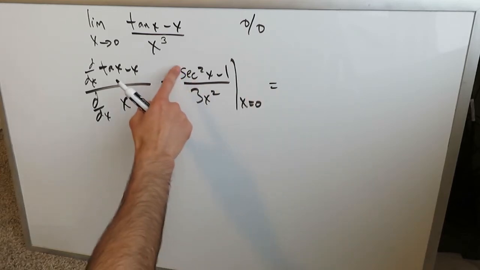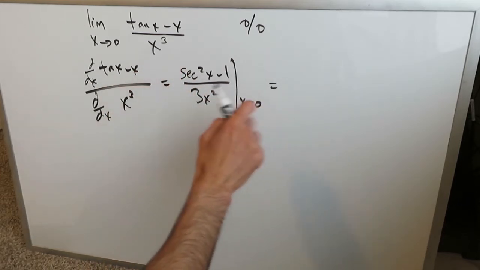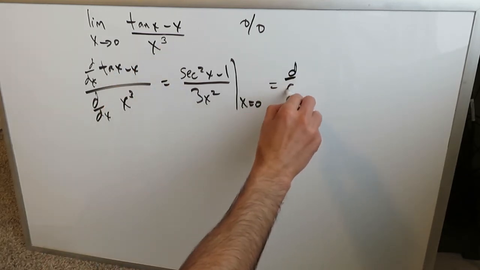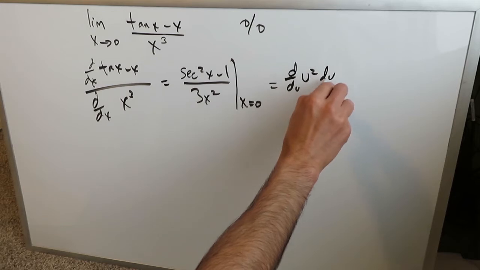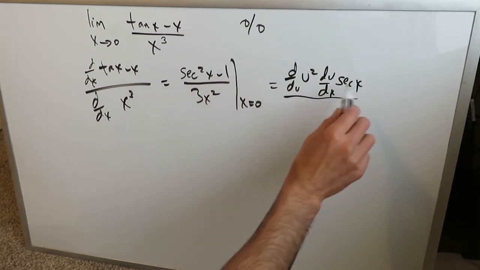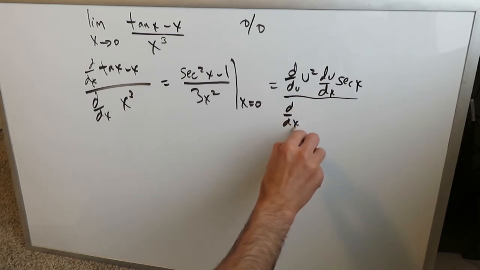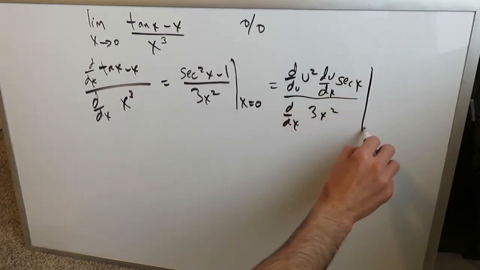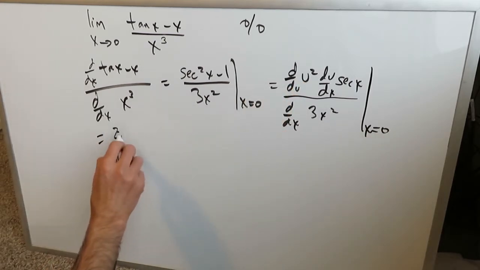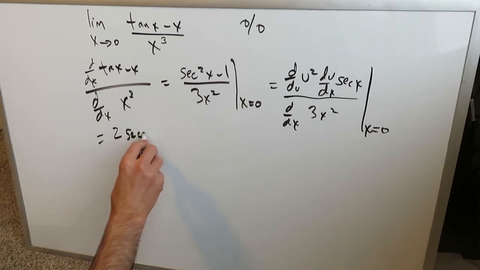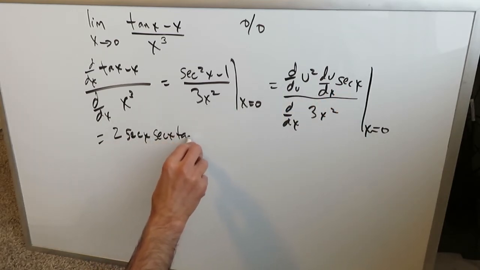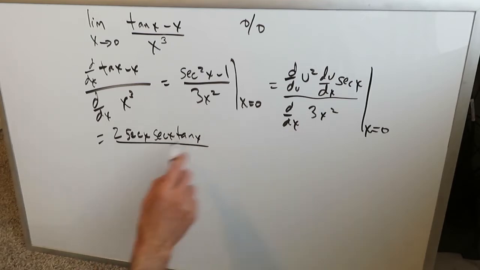If you run another derivative procedure, you'll have to do the chain rule over here, because now you're going to be running a derivative of a composite. You'll have in the numerator d over du, u squared, and then du over dx, secant x. Derivative of a constant is 0, so don't even bring that up. Here you'll have derivative of this 3x squared, and you could in the end run x equals 0. You'll have 2u, u was secant x, and the derivative of secant x is secant x tan x, divided by 6x.